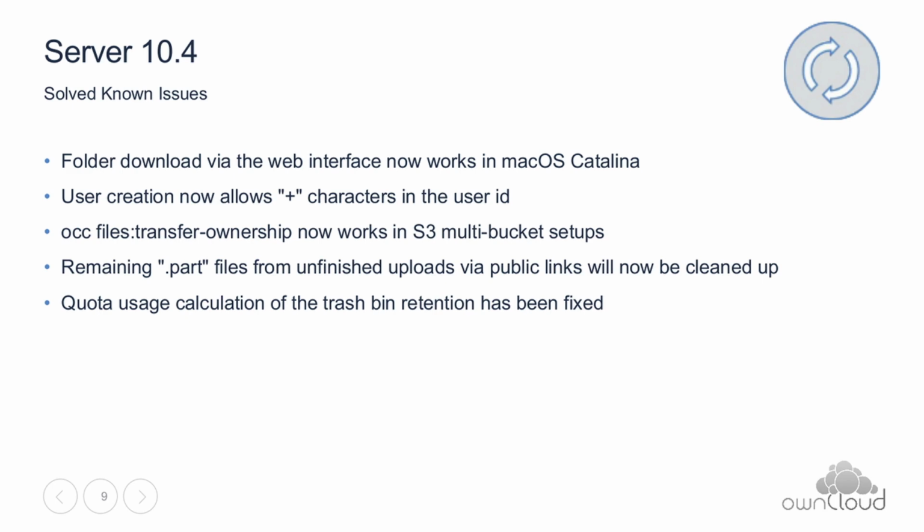For public links, we made some changes. So when users upload files by using a public link and do not finish that upload, there are part files which basically prevent concurrency issues. In the past, those have not been cleaned up, so those were still residing on the storage even though they were not needed. There's now an automatic cleanup job for such scenarios. These files will now be deleted, cleaned up automatically if an upload didn't finish.